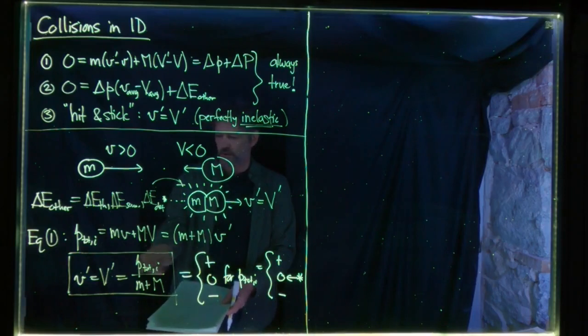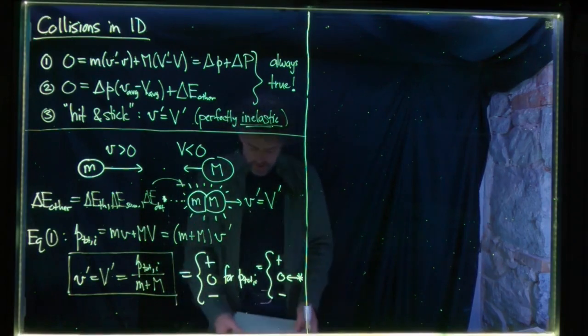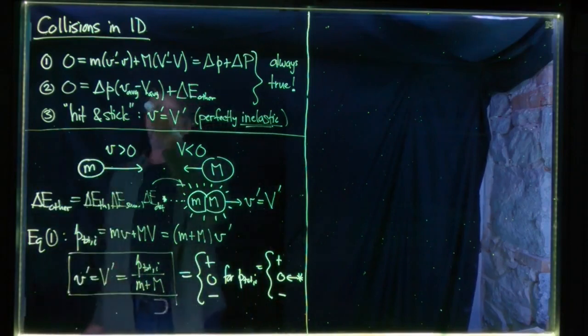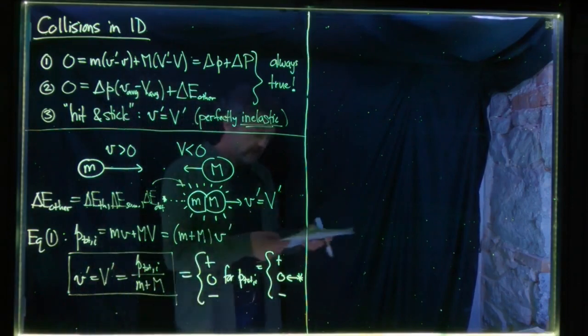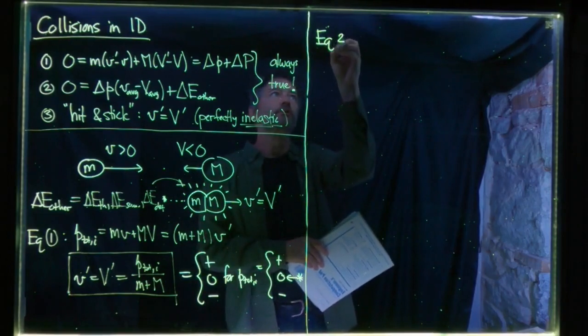And you can see P total initial, if I take little m plus big M and multiply by the final velocity, well, the final momentum is little m plus big M times that final velocity. So this equation simply says P total initial is equal to P total final. Okay, so that's easy. But now the more interesting equation is equation number 2. Now that we know what the final velocities are, we can plug them into this term and calculate delta E other. Okay, and then it gets interesting. So now we're going to focus our attention on equation number 2.